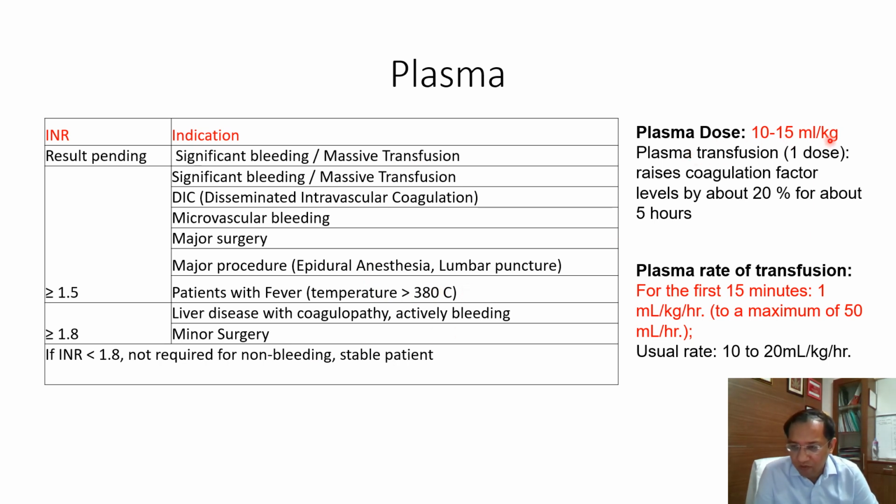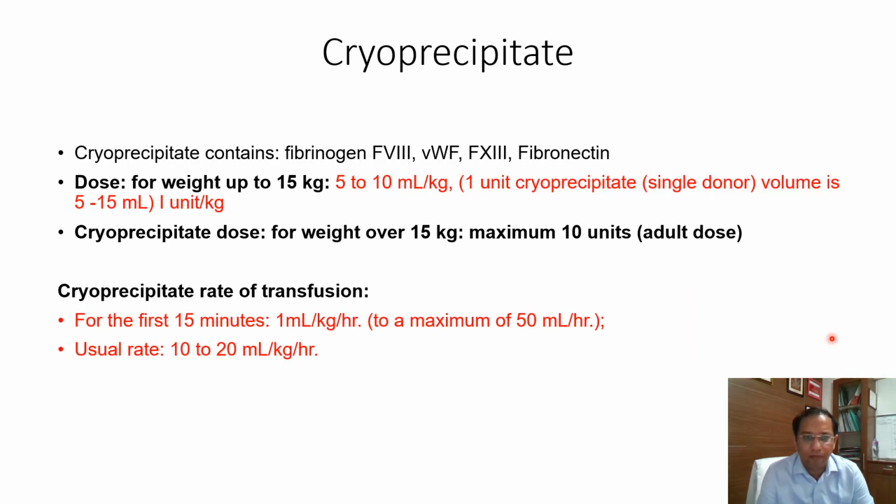Now the dose is 10 to 15 ml per kg, and one dose raises the coagulation factor levels by about 20%. Like all blood components, for the first 15 minutes you monitor them, give it as a loading dose of 1 ml per kg per hour, and then the usual rate of 10 to 20 ml per kg per hour.